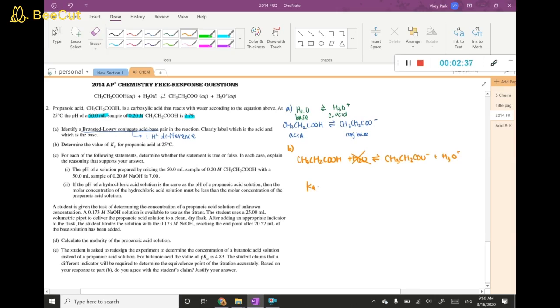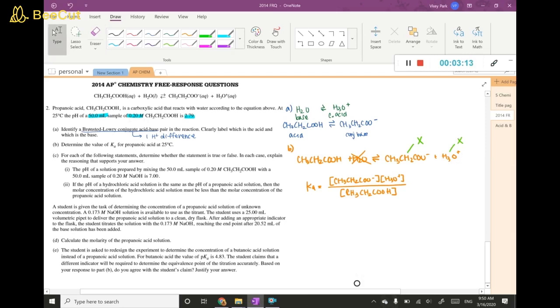Okay, and remember Ka's are always going to be products over reactants, so CH3CH2COO- and then H3O+ over its reactant, right? So it's always products over reactants. So it just so happens that if you look, this is a 1-to-1 ratio. So if this is X molarity, this is also X molarity, right? Okay. We can actually figure out the concentration of H3O+ because they have given us the pH.